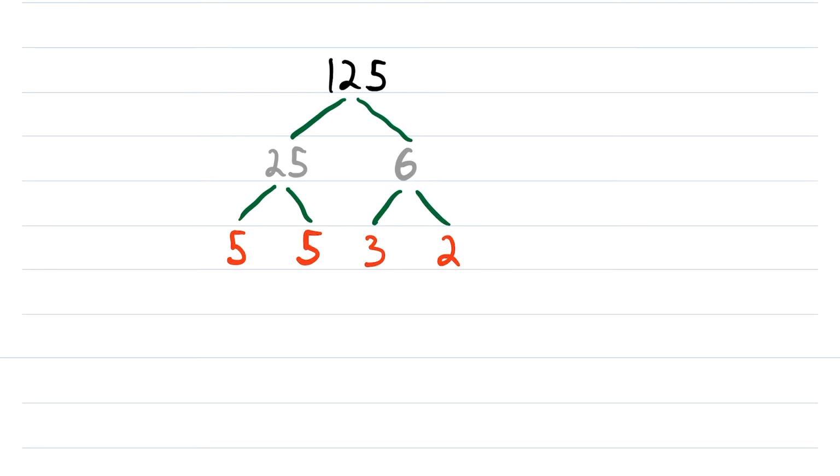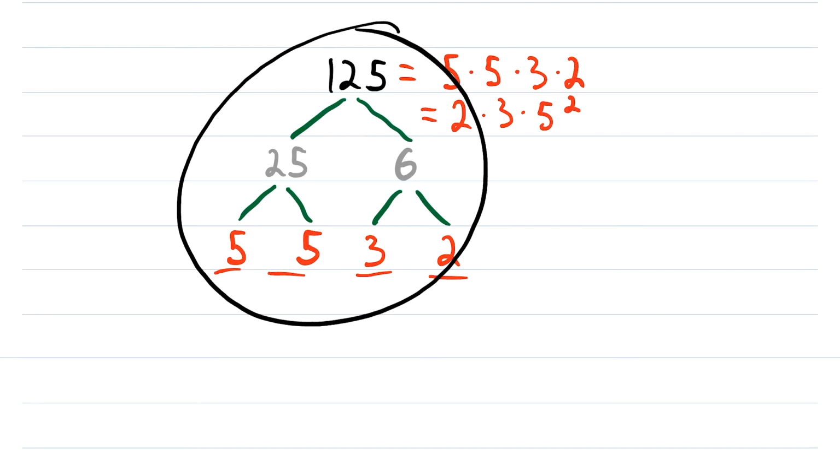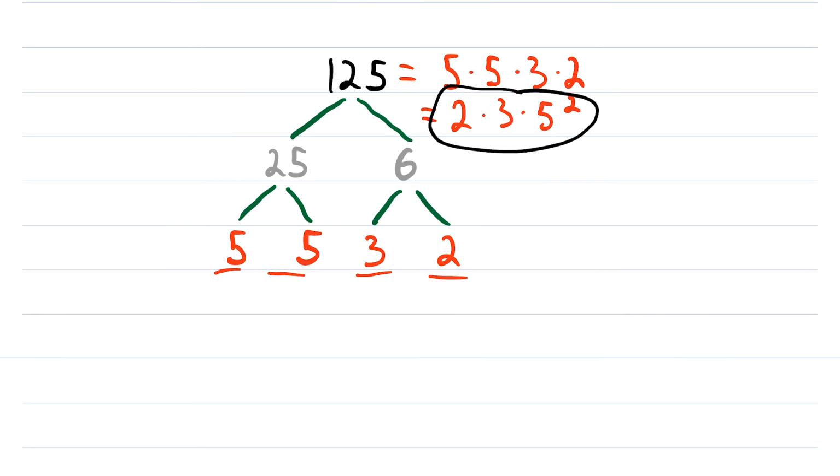And again, we can use all of the prime numbers in our factor tree to find the prime factorization of 125. Since there are two 5s, 1 3 and 1 2, we know that 125 is equal to 5 times 5 times 3 times 2, which is preferably written as 2 times 3 times 5 squared. It's pretty cool, isn't it? Using factor trees, we're able to find the unique prime factorization of numbers. It's pretty powerful.